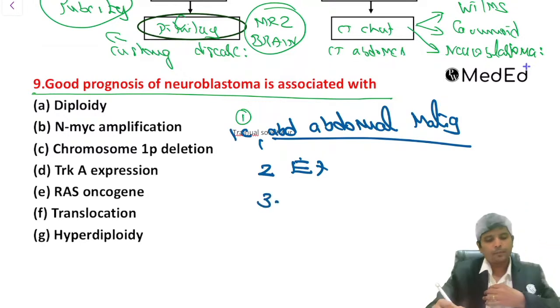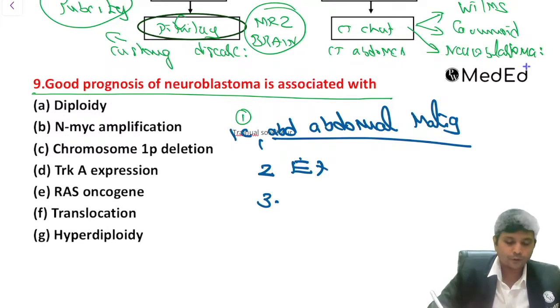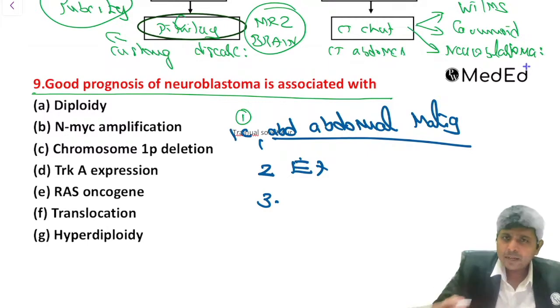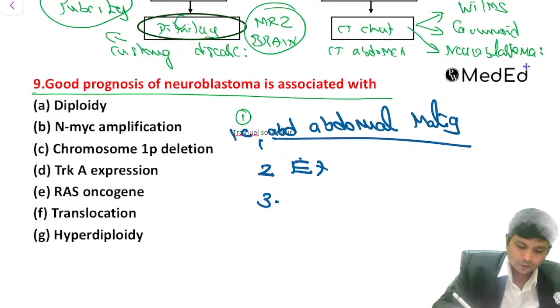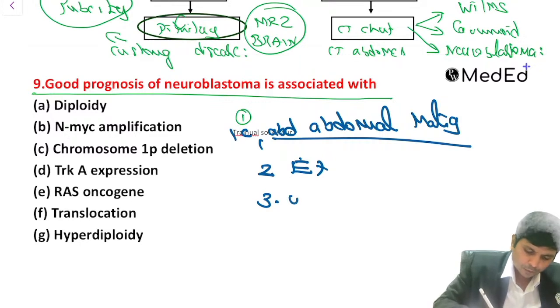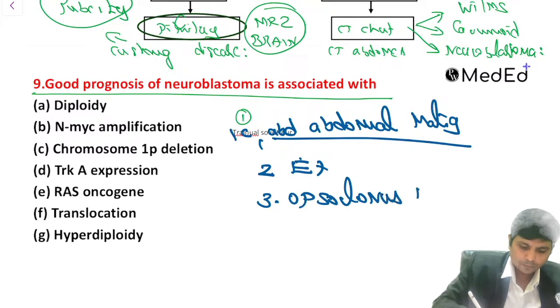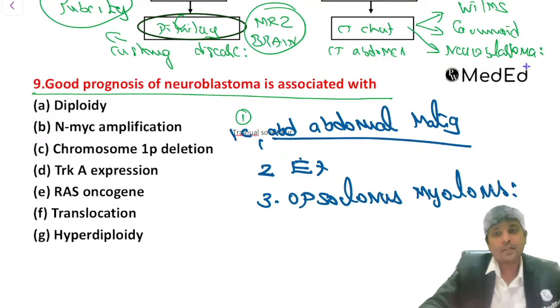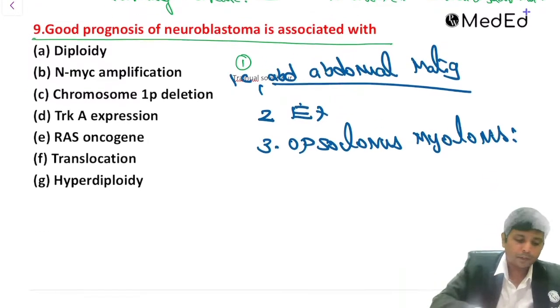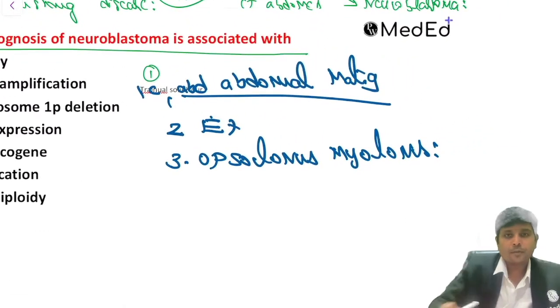Third, what are all the prognostic factors with respect to neuroblastoma? Many syndromes are associated with neuroblastoma. What are all the syndromes associated with neuroblastoma? One, opsoclonus myoclonus. This is the paraneoplastic manifestation of a neuroblastoma. A neuroblastoma usually presents with ataxia and then nystagmus.